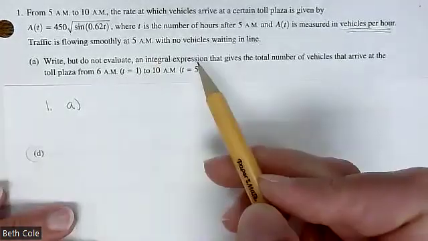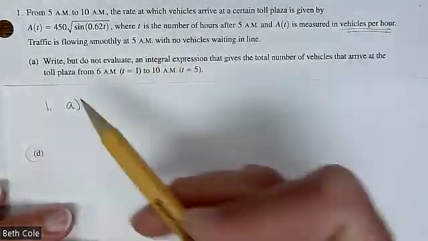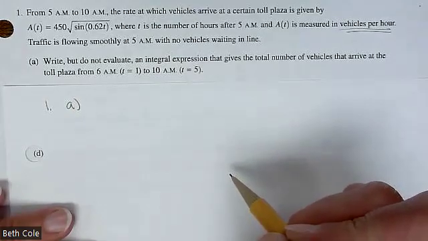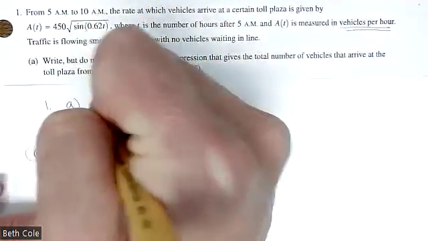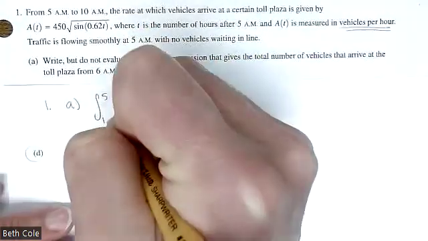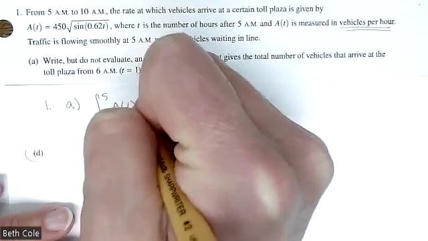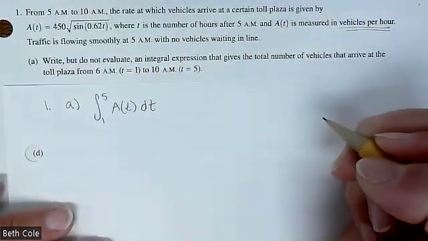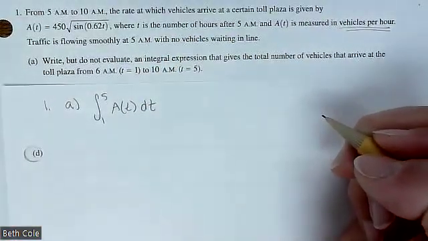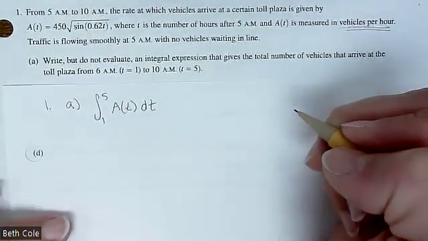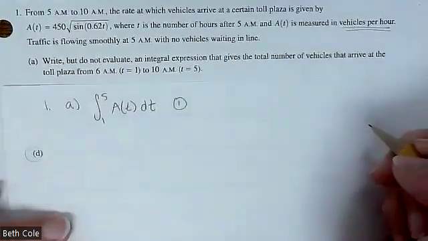Write but do not evaluate an integral expression that gives the total vehicles that arrive from time 1 to time 5. This is easy money. What are you going to put? Integral 1 to 5? And do you write that? You write a of t. Why should you not write that? Because there's 2 reasons. Copy error and time. It's a timed exam. All right, that's worth a point.